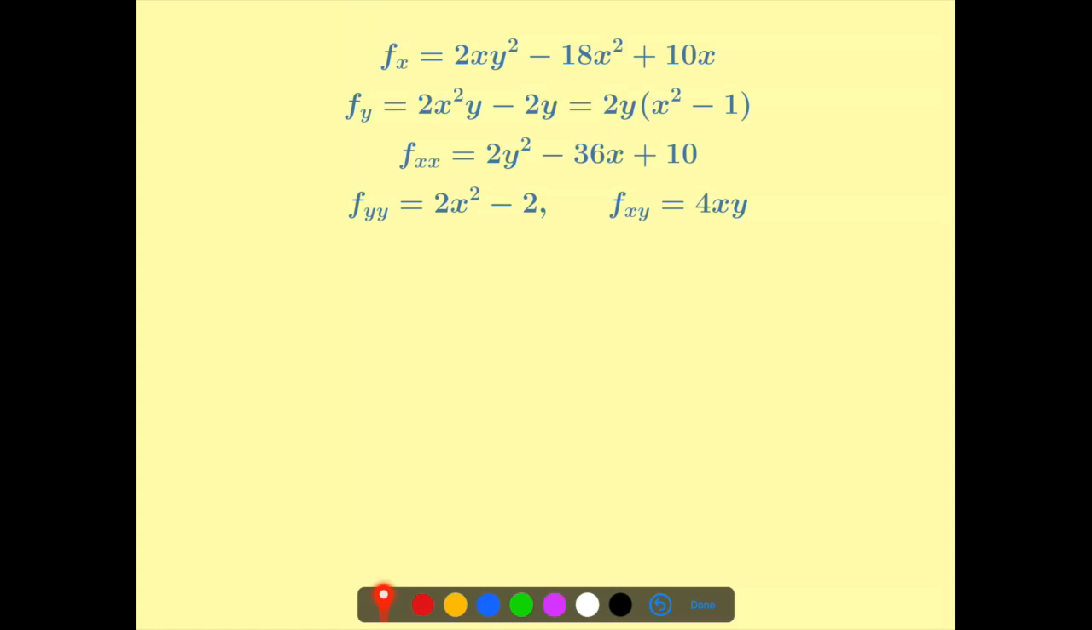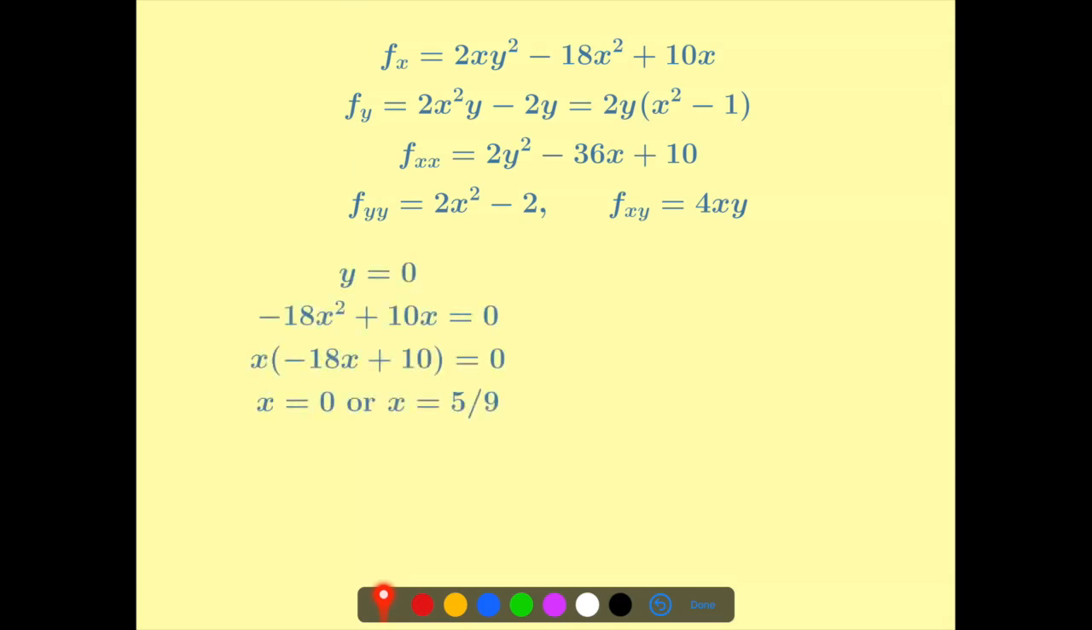And we can see that it's a little bit easier to tell when f sub y is equal to 0, because it's just going to be at y equals 0, or when x is plus or minus 1. So we want to look at each of those cases and figure out when f sub x is 0. So when y equals 0, we plug that into the f sub x equation up here, and we have minus 18x squared plus 10x has to be 0. We factor out an x, and we have x times (minus 18x plus 10) then has to be 0. That leaves 2 possibilities, x equals 0 or x equals 5/9. That gives us then 2 points. X is 0 and y is 0. X is 5/9 and y is 0. So these are the 2 points that we get when y equals 0.